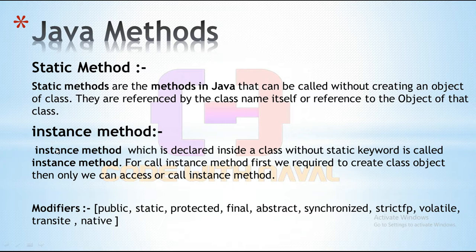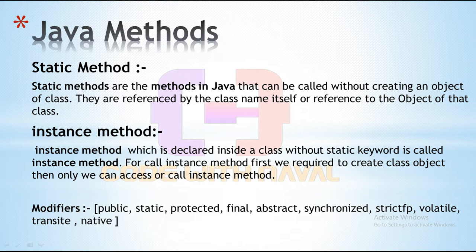Then we have the instance method, which is declared inside a class without using the static keyword. An instance method is nothing but a non-static method. To call an instance method, first we have to create an object, and only then can we access it. Without object creation we can't access an instance method. So these are the two main methods: static method and instance method. We can also use modifiers to make methods final, abstract, synchronized, strictfp. We will see all this in upcoming videos. For now we just need to understand what a method is.